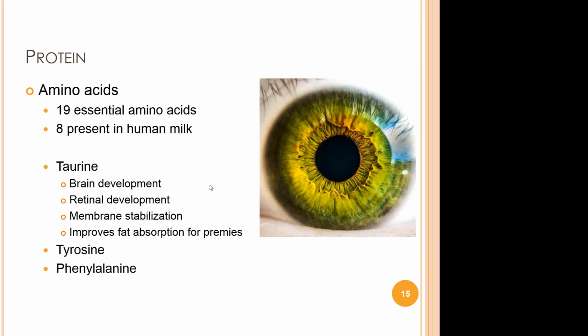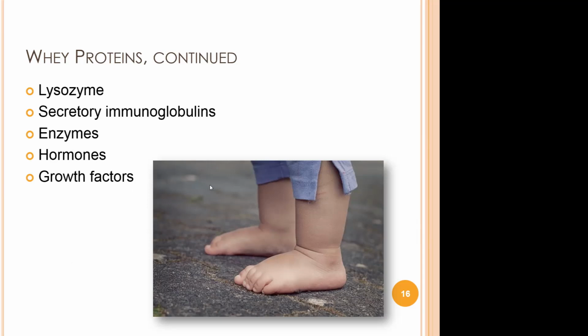Tyrosine is actually very low in human breast milk, and phenylalanine is higher in bovine milk. More about the whey proteins. Lysozyme provides antimicrobial protection against different gram-positive bacteria by attacking the wall of the bacteria. Besides breast milk, lysozyme is found in saliva, tears, nasal mucus, and pancreatic juice. It is found in much higher concentration in human milk when compared to bovine milk.